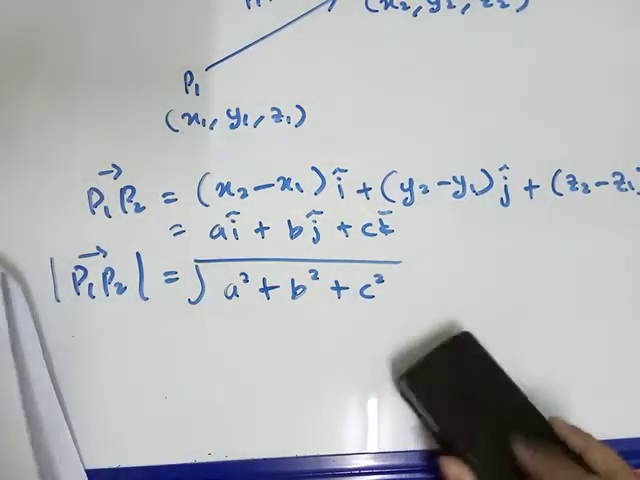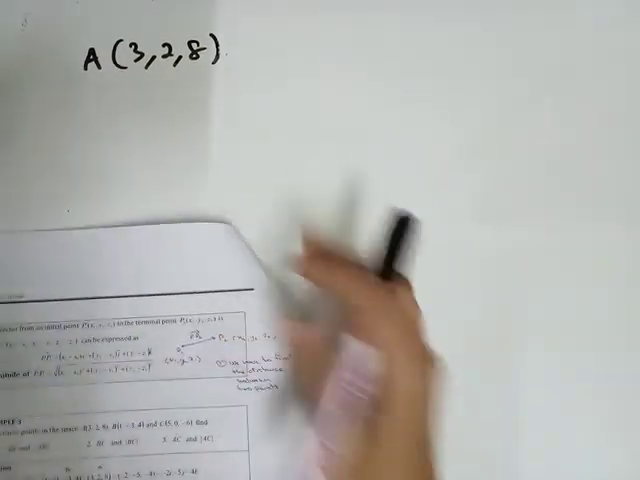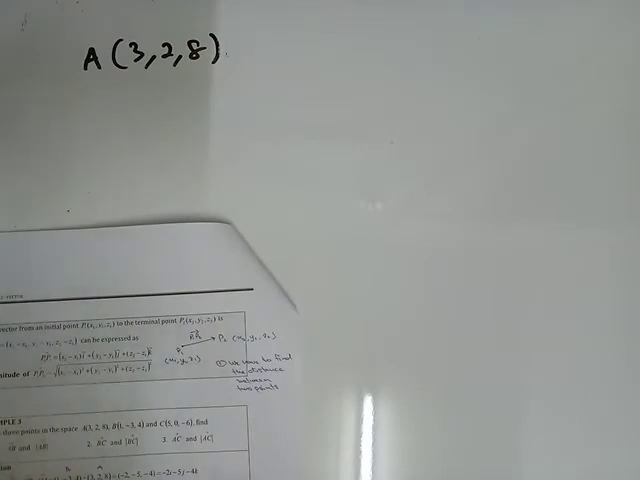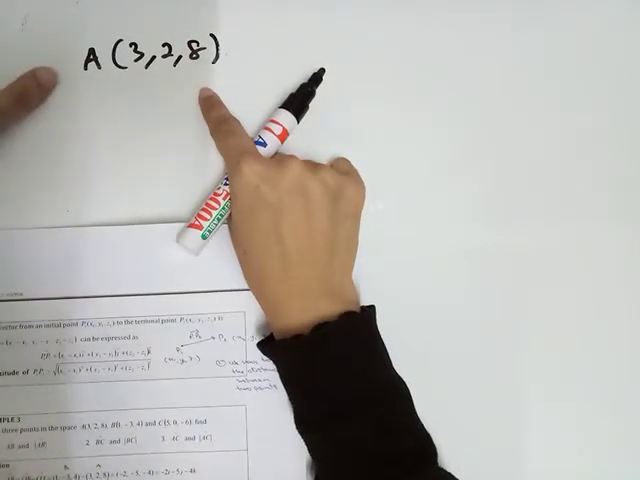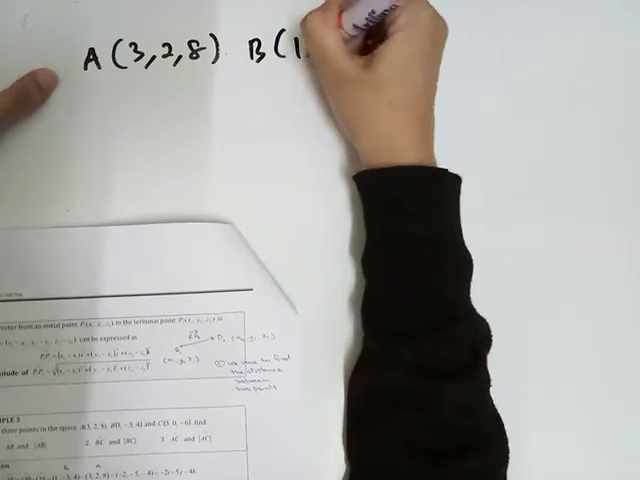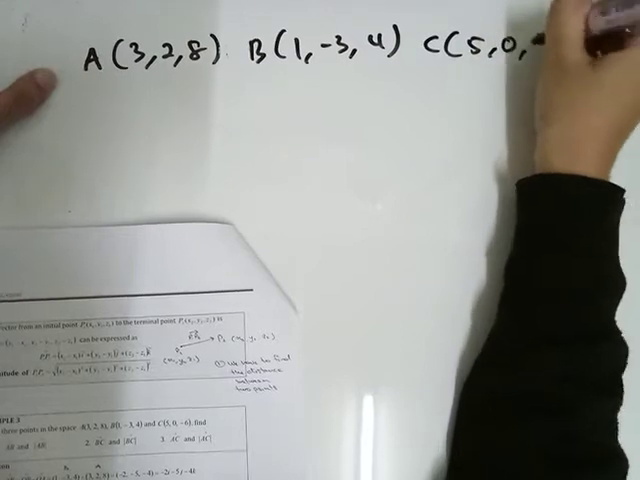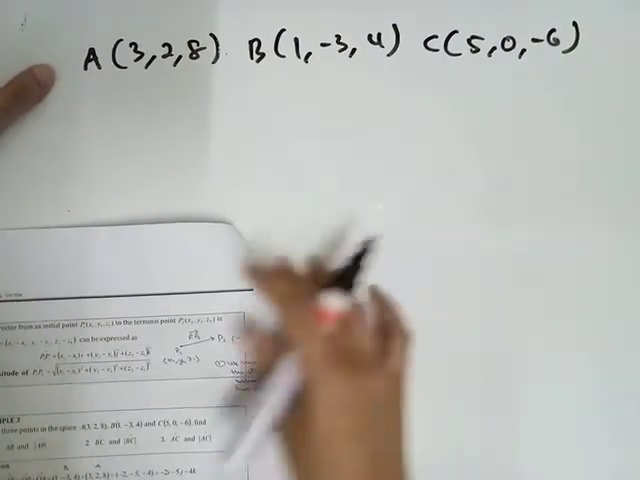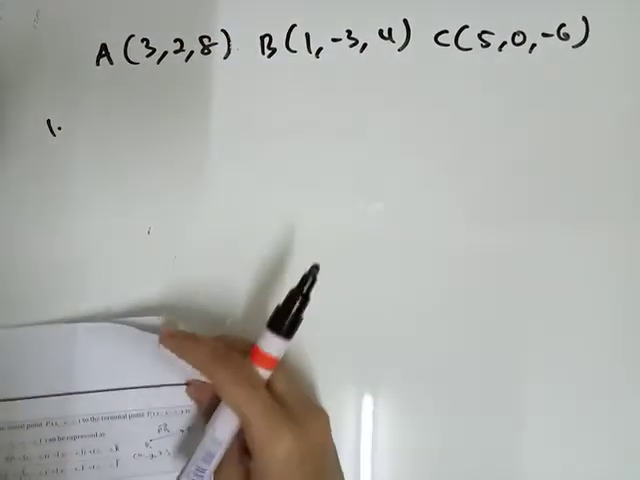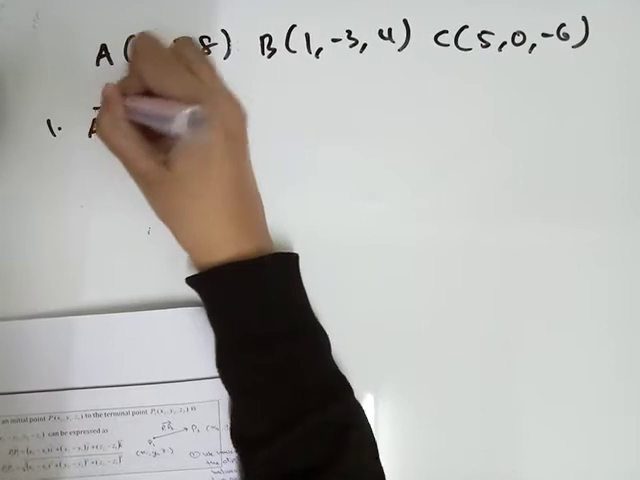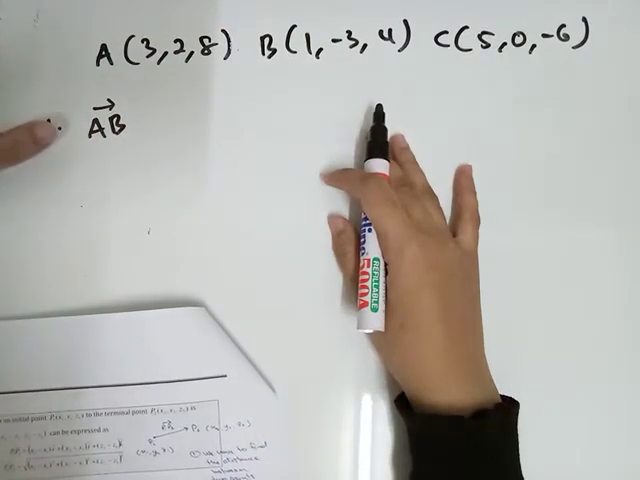Alright, so look at example 3. For example 3, it has given the points. 3 points in space. Point A is (3, 2, 8). Point B is (1, negative 3, 4). And point C is (5, 0, negative 6). So for number 1, what does it ask for? Vector AB, the position vector for AB.